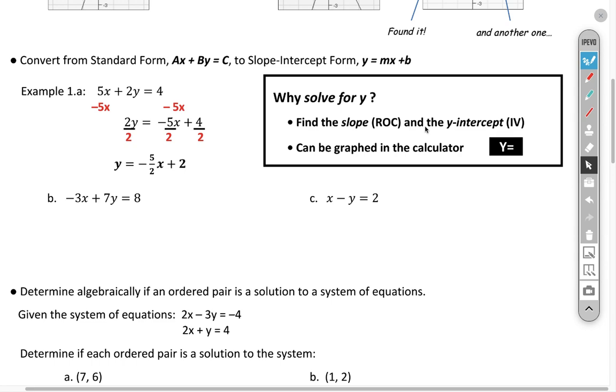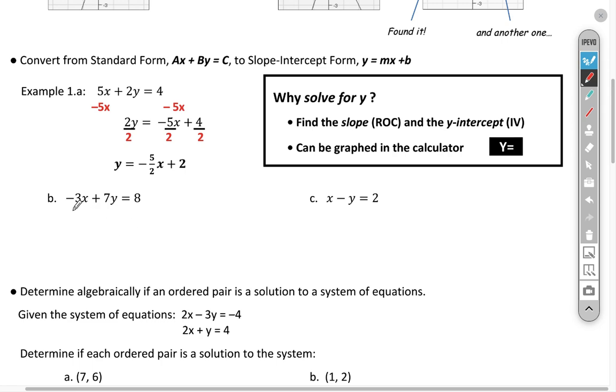The first thing we're going to do, before we learn how to do anything else, is make sure we remember how to solve for y. The reason we solve for y is to find the slope or the rate of change and the y-intercept or our initial value. Another reason is that once we find y, we can graph this in the calculator and see what we're working with. So let's go ahead and solve b and c for y.